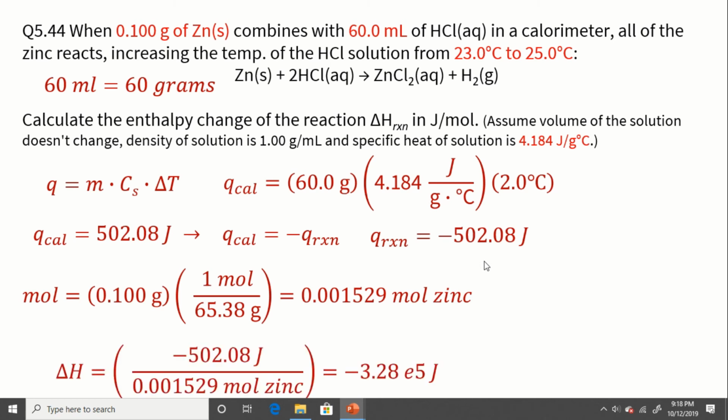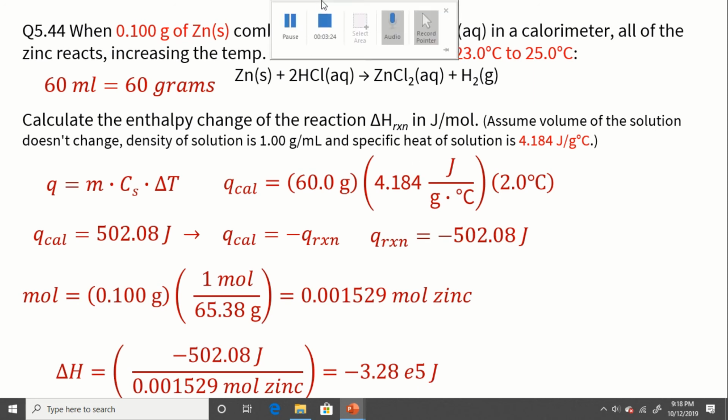And now the last step, right, joules per mole. So literally divide, find the delta H of the reaction, right? 502 joules of energy were released when 0.001529 moles of zinc reacted to produce delta H of the reaction in the order of 3.28 e to the 5, and that should be joules per mole. So hopefully that helps with question 44.